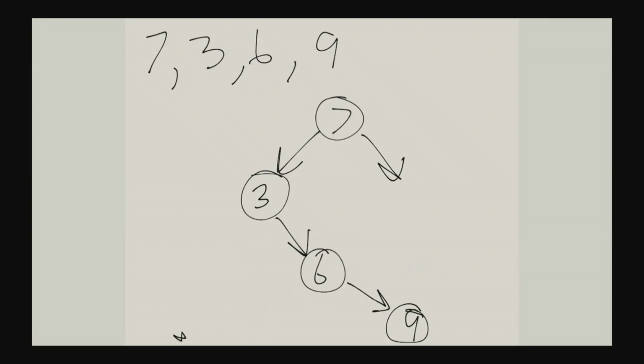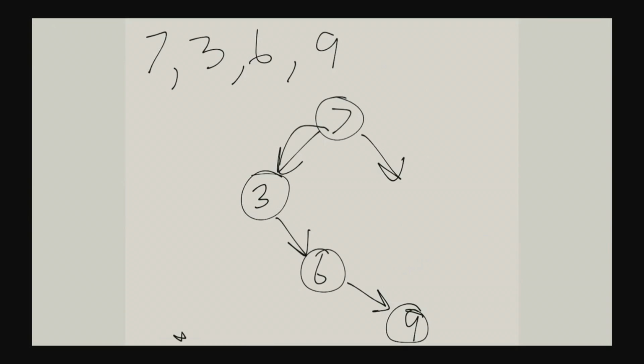So this looks reasonable. If we look at each node, like 7, the thing to the left of 7 is a 3. If we look at 3, the thing to the right of 3 is a 6. And if we look at 6, the thing to the right of the 6 is a 9. So why is this not a valid binary search tree?